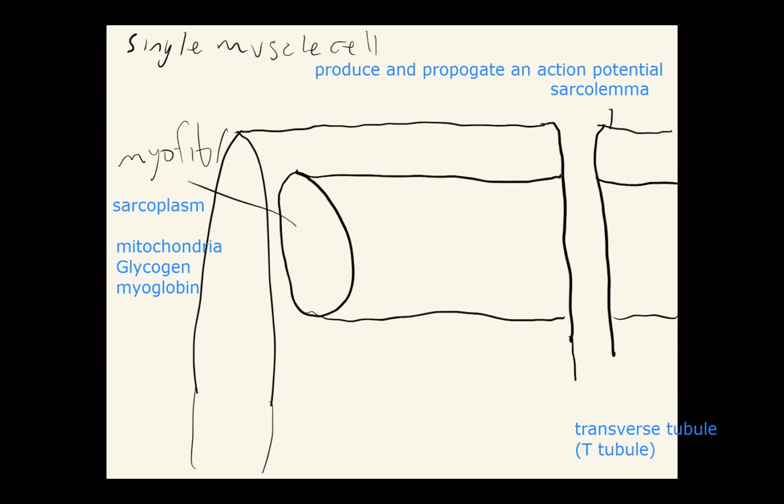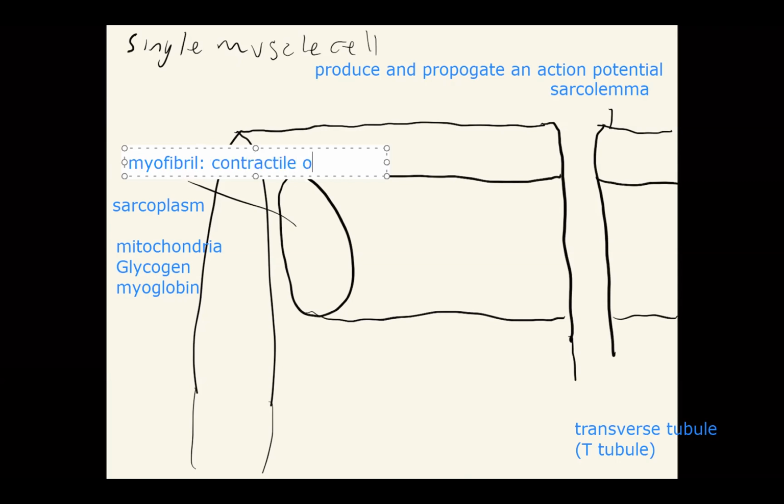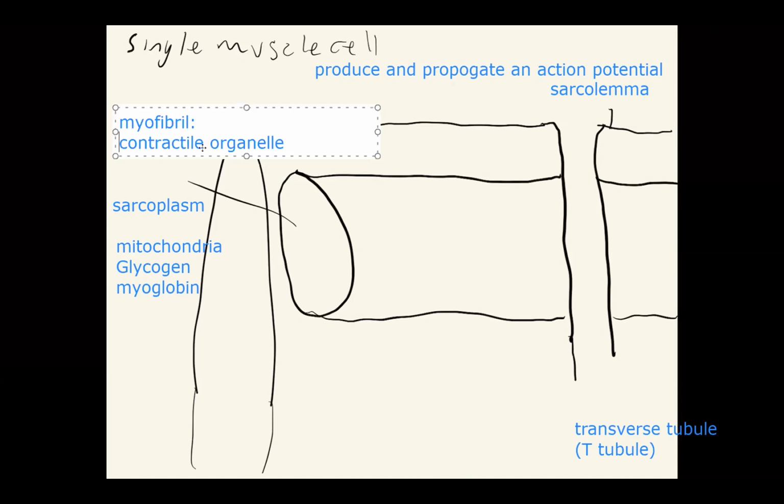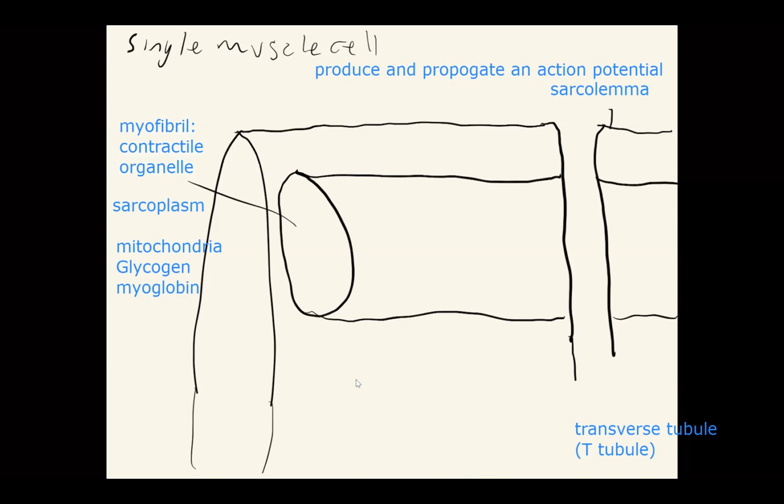We have this myofibril. The myofibril is our contractile organelle. So basically, it is the structure that is responsible for producing our contraction. It's what generates the force. So that myofibril is the contractile organelle, and it's what's made up of massive amounts of proteins.